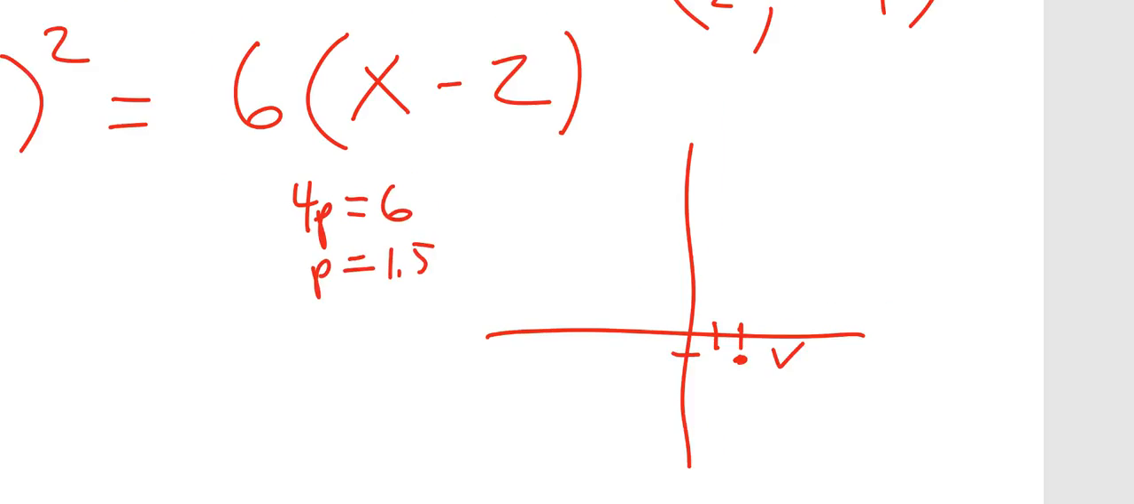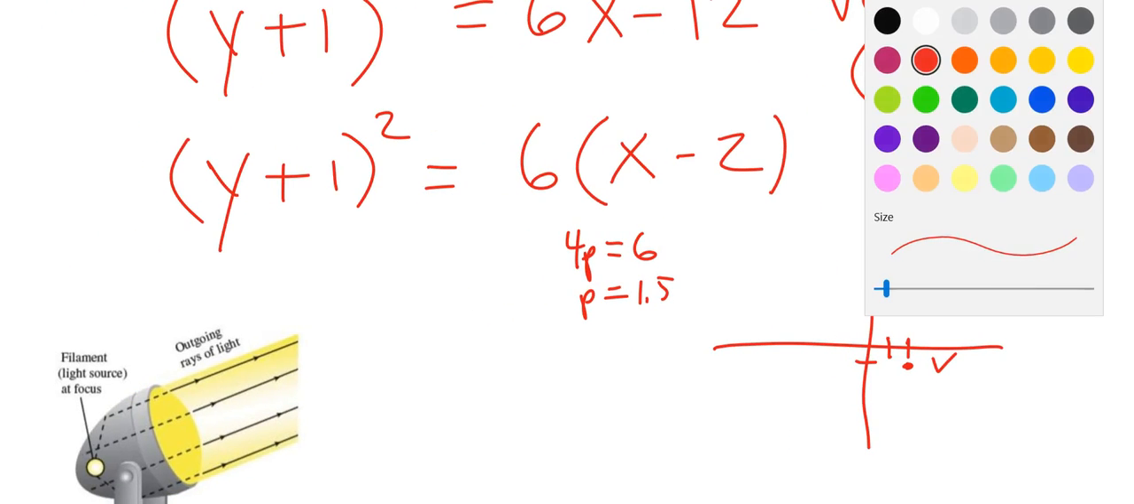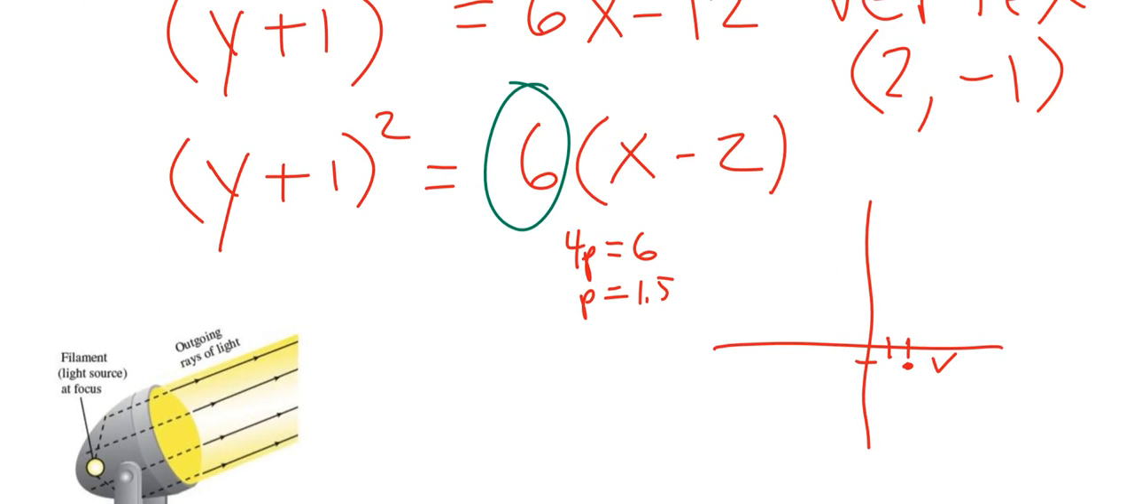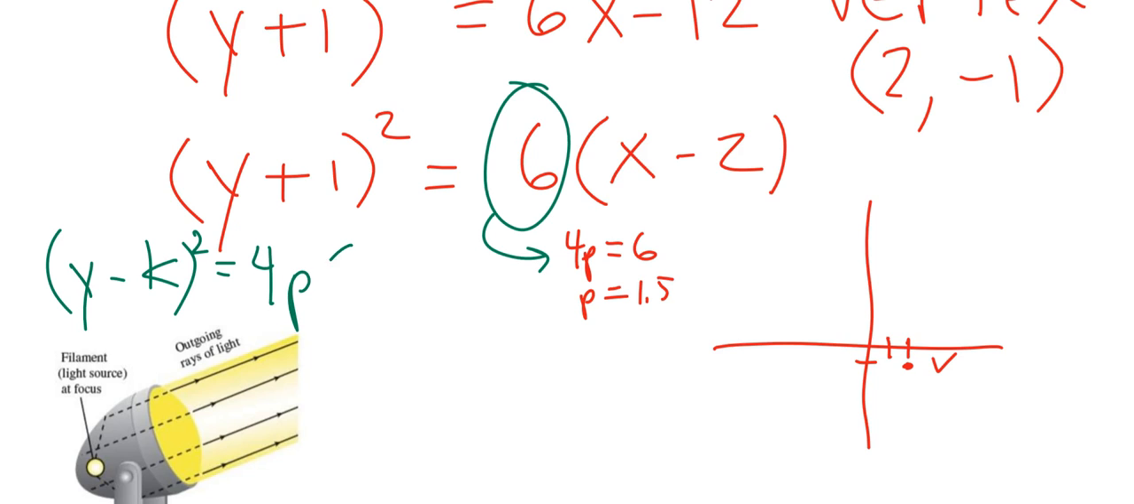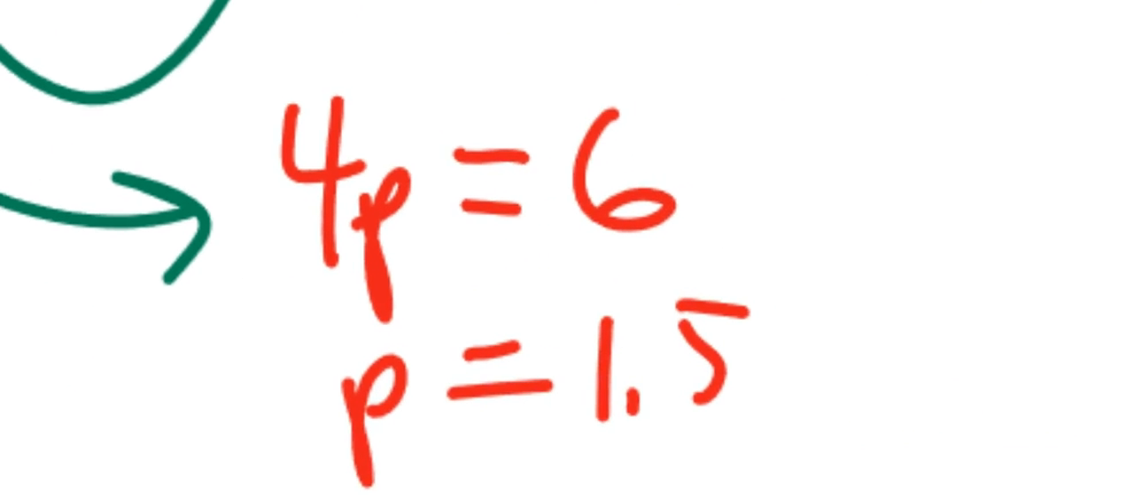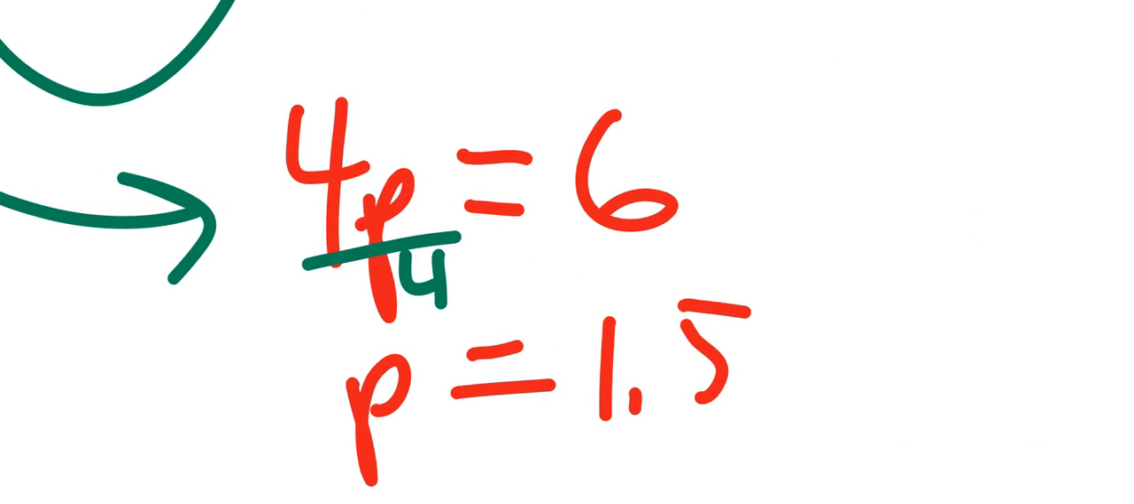How did I get 4p? 4p is right here. That's right. That's what 4p is. All right. The equation says y minus k quantity squared equals 4p times x minus h. So the 4p is the 6. The p we divided by 4 and we got 1.5. Here, I'll zoom in and show you. Divided by 4, divided by 4.